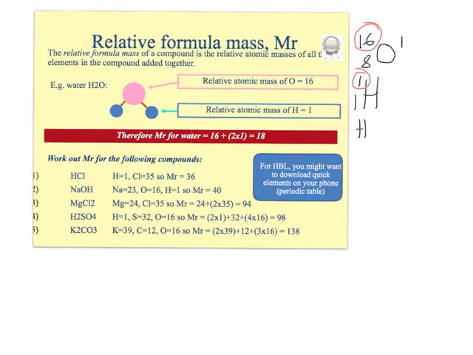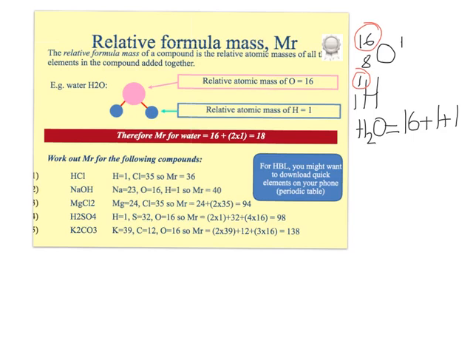If water is H2O, this tells us that the mass of water is going to be 16 plus 1 plus 1. The 16 is coming from the oxygen, 1 from one of the hydrogens, and the other from the other hydrogen. So, very straightforwardly, you can go through all of these different examples.